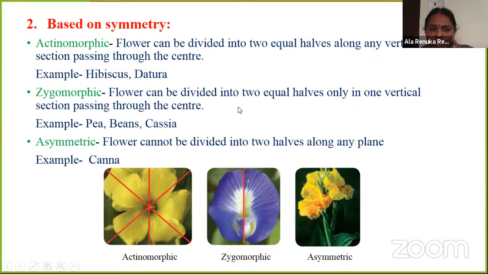So based on symmetry, that is the type of division, there are three types of flowers. Actinomorphic, that means it is active, for easy memorization. It can be divided into two equal halves along any plane passing through the center. If it can be divided into two halves along only one plane passing through the center, as in this, it is called a zygomorphic flower. If it cannot be divided into two halves along any plane passing through the center, it is called an asymmetric flower.